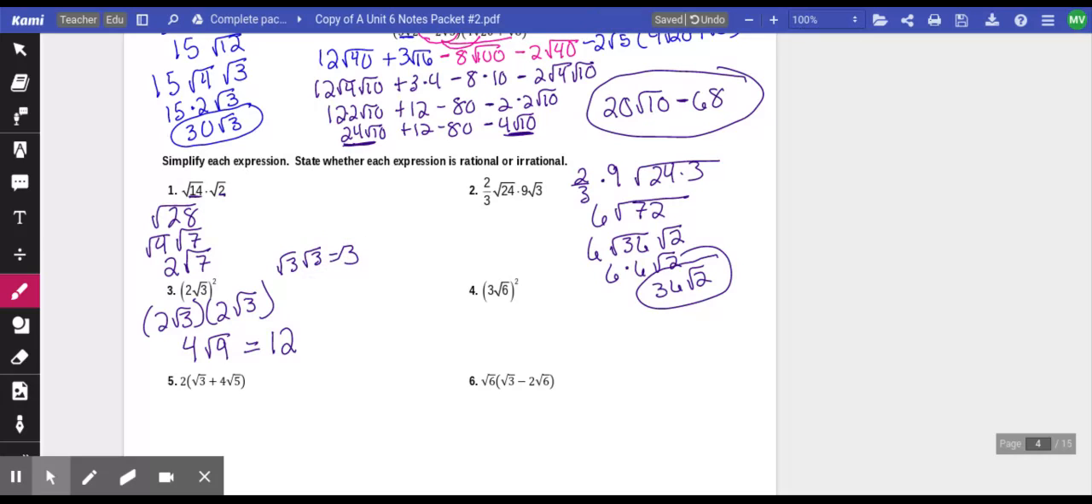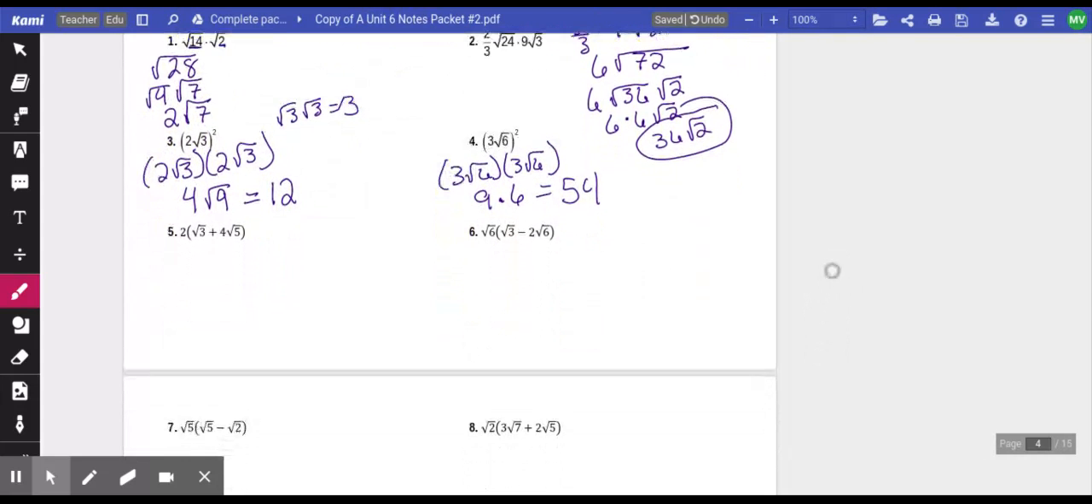So for number 4, again, I'm squaring that. So it's 3 radical 6 times 3 radical 6. 3 times 3 is 9. Radical 6 times radical 6 is 6, so it's 9 times 6, which is 54. Number 5, here I need to distribute. So I do 2 times radical 3, so that's 2 radical 3, plus 2 times 4 radical 5, which is 8 radical 5. Those are both simplified, so I'm done.